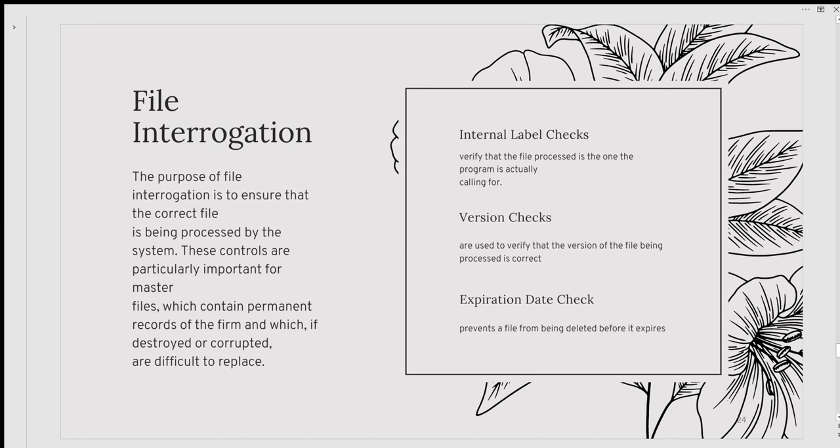So, ayun nga, yung file interrogation, parang ginagamit siya para mas kasigurado na tama yung file na pinaprocess ng system. So, important to sa mga master files kasi yung master files, diba, nandun yung mga permanent records ng firm. So, pag nasira yun, or let's say, mawala, mahirap siyang mapalitan. So, we have 3 file interrogation types. So, this is the internal label checks, version checks, tsaka expiration date check.